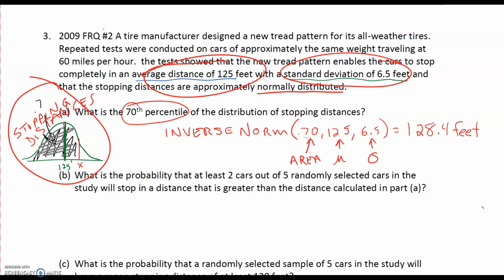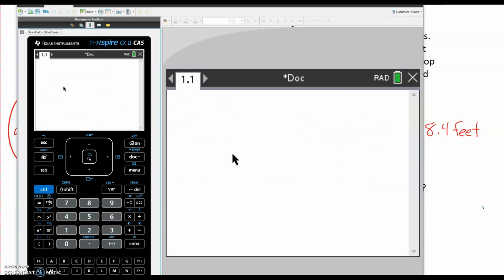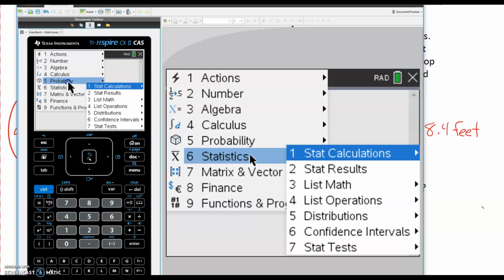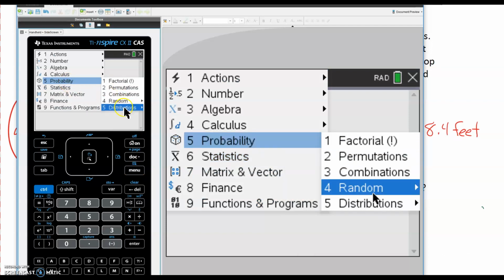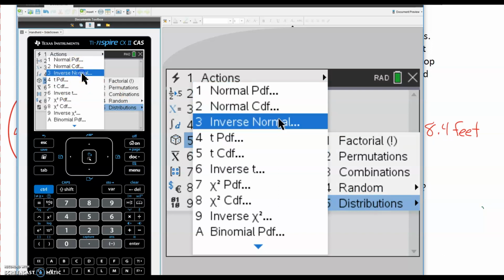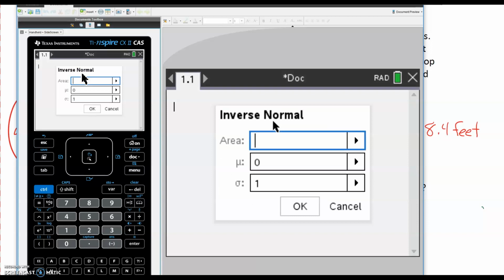Let's go to a calculator. I want to show you something real quick there. So in the Inspire, we'd go to menu, statistics, probability, distributions. We're going to go inverse normal. Boom, inverse normal. Now, there's three things there. So the area, we know that that's 0.7. Now, if we keep mu as 0 and sigma, the standard deviation, is 1, then we're finding the z. That's actually what we did at the first method of how we did that.